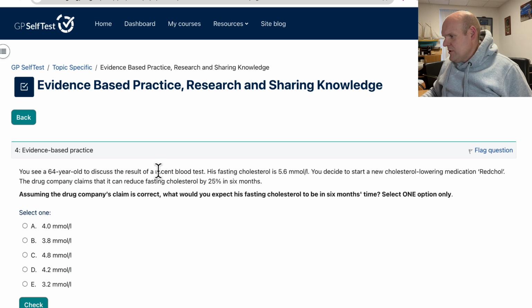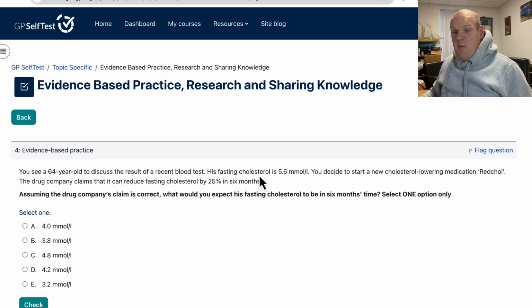You see a 64-year-old who wants to discuss a recent blood test. He has a fasting cholesterol of 5.6. You decide to start him on a new cholesterol-lowering medication, Redcol. The drug company claims that it can reduce fasting cholesterol by 25% in 6 months. Assuming the drug works, what do you expect his fasting cholesterol to be in 6 months' time?